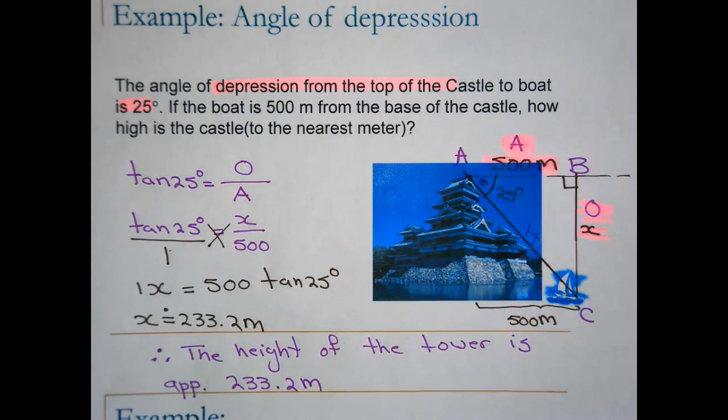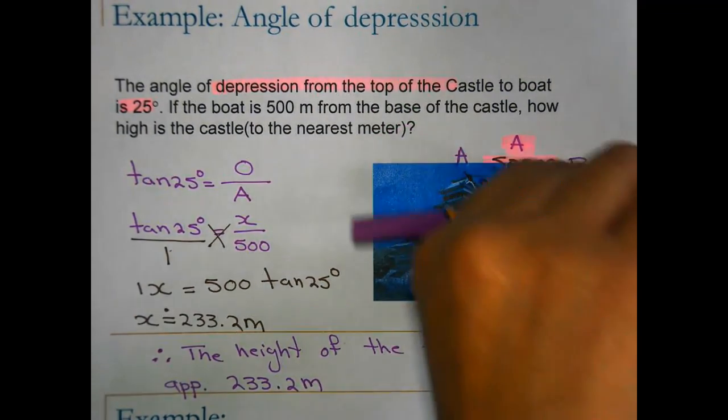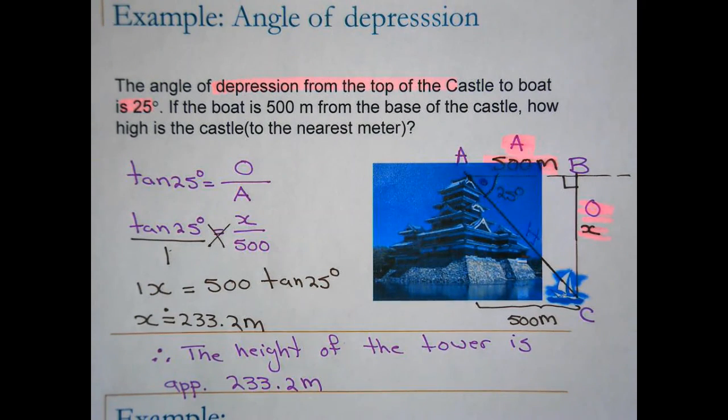Now a big reminder here: when we talk about angle of depression, it's when you look down, but the angle is between the line of sight and the horizontal line. So make sure that you don't make a mistake about that.